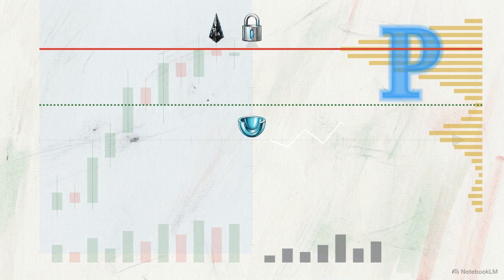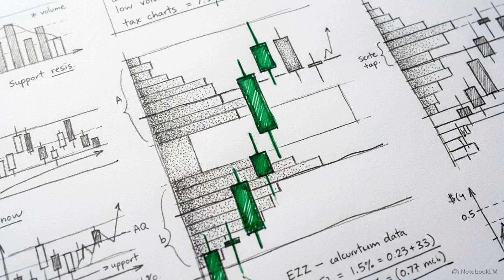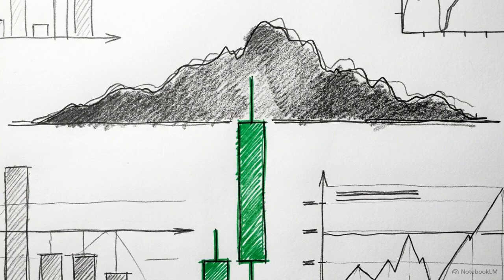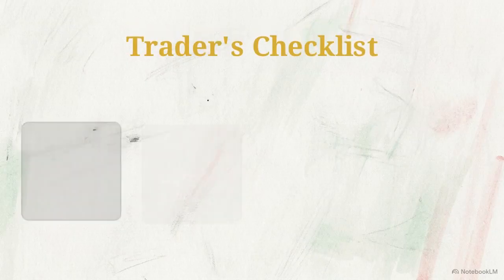Now watch the live execution. Price pushes into your marked valley. The underlying volume bars spike green, and a 5-minute candle closes cleanly above the line. That is your signal. You ride that upward momentum straight through the gap until it hits the friction of the next major node. Keep this checklist on your desk.